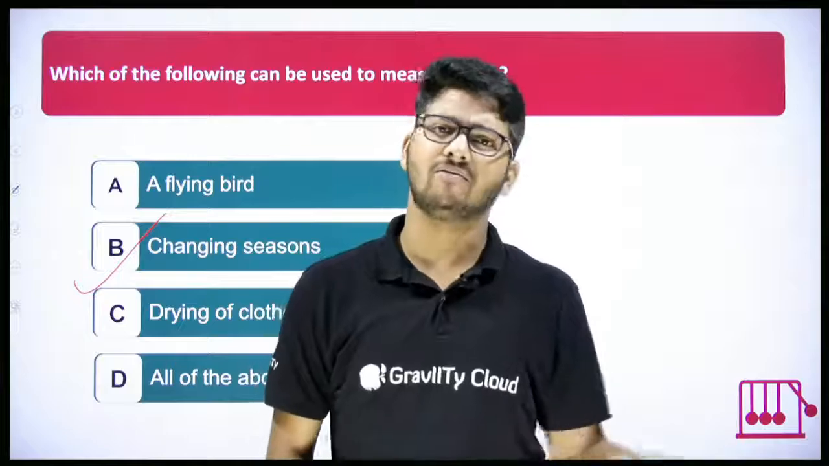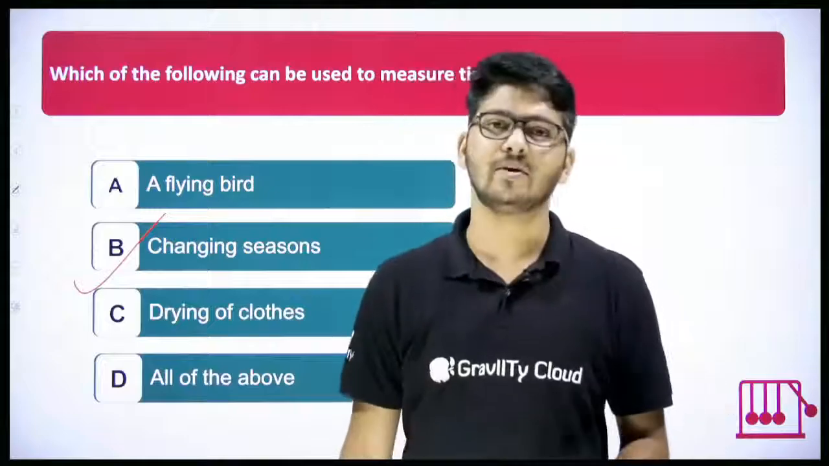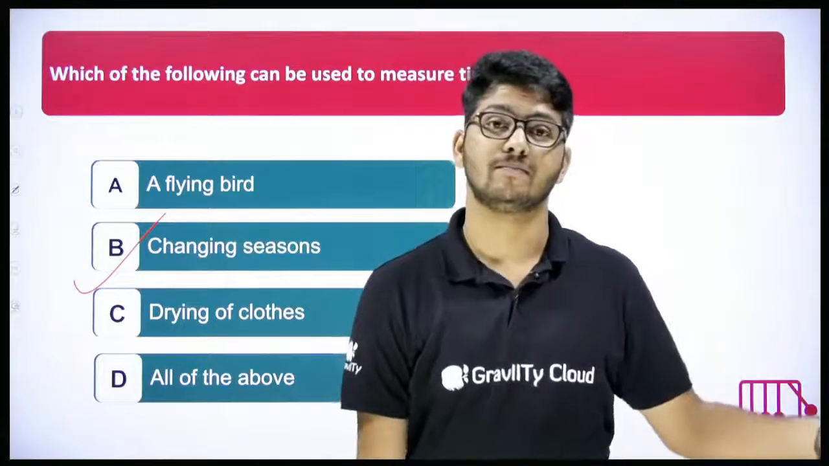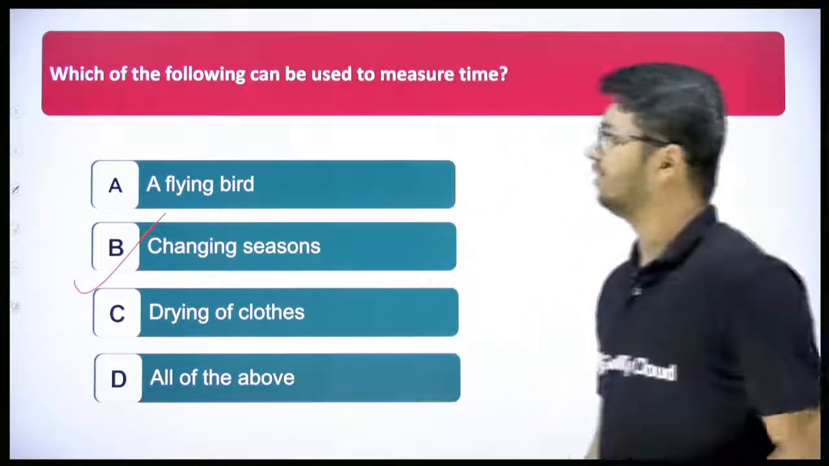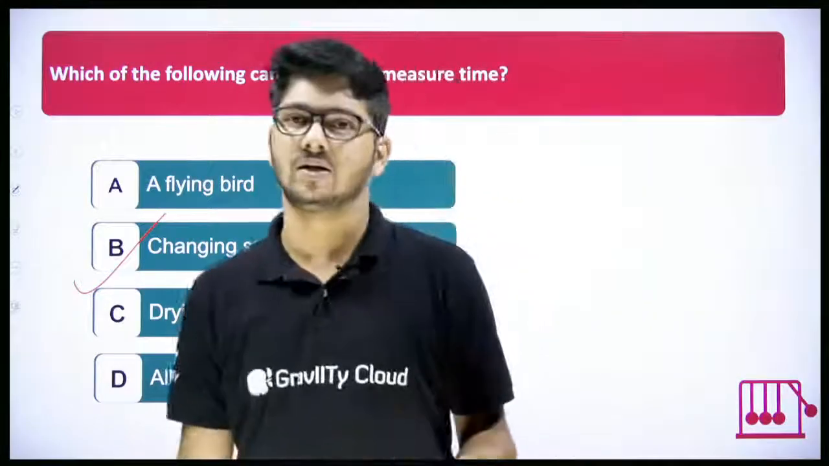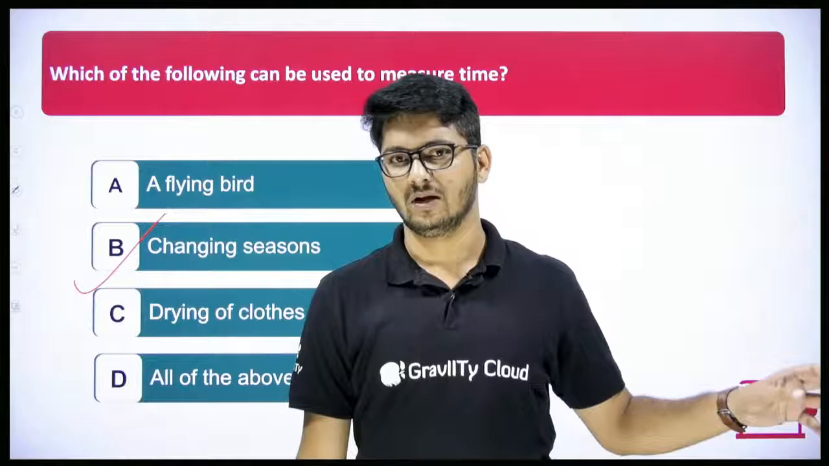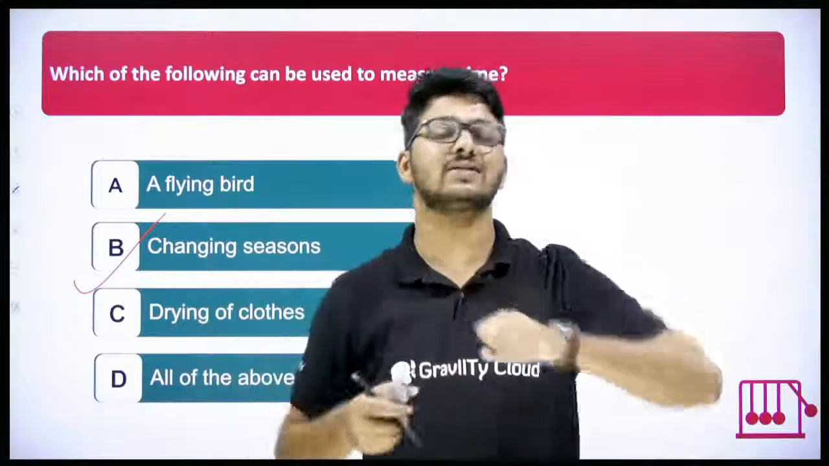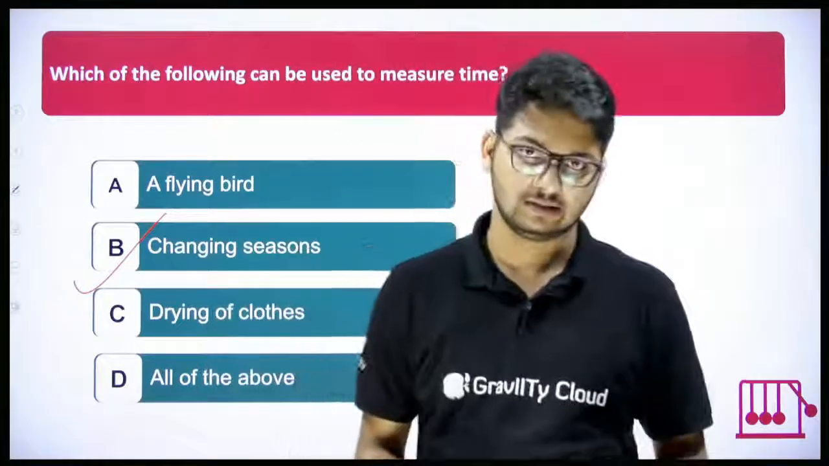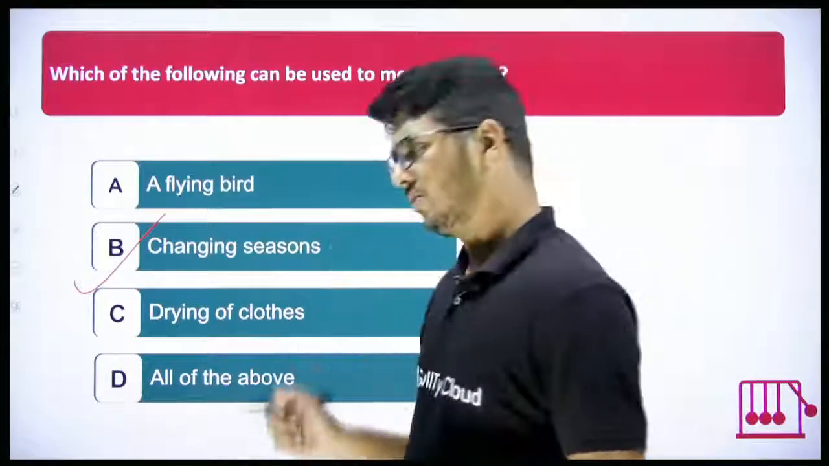We don't know for how long it will fly or after how long it will come back. But with changing seasons, we know the exact time. One season has gone, the same season has come again, that means it is 1 year. Yes or no? The changing of seasons can be used to measure time. Drying of clothes: in summer clothes dry quick, in winter they take much more time. That is a simple example. It also depends on how much you have squeezed the cloth. There are different cases possible, so we cannot say. But seasons are regular, so changing seasons, yes, we can use it.